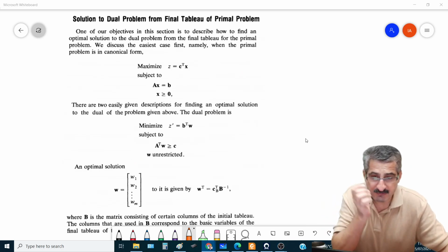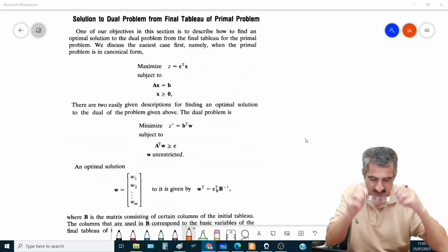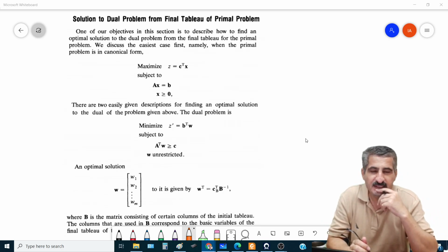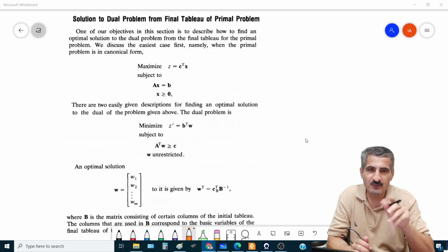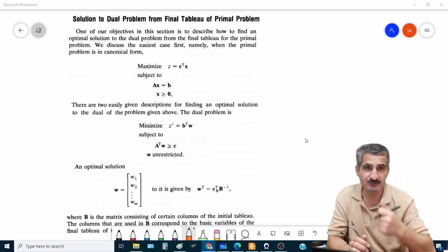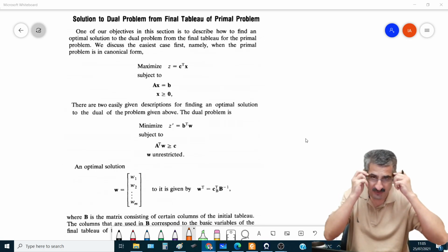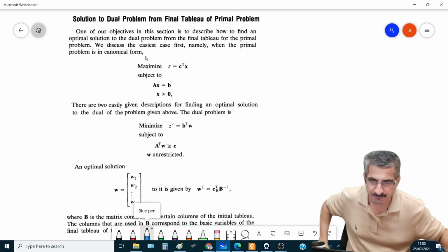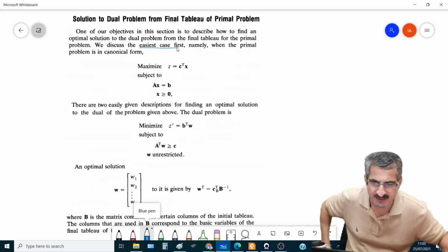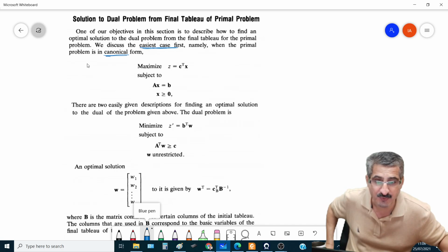Solution to the dual problem from the tableau of the primal problem. So once we have the tableau of the primal problem done using the simplex method, we can use it to obtain the solution of the dual problem. Remember the dual problem. Okay, so how is that going to be? To introduce it, we will discuss first the easiest case, where the primal problem is in canonical form.